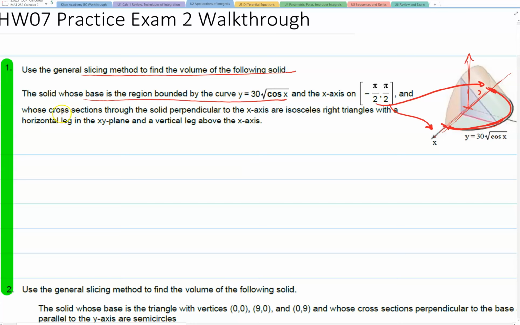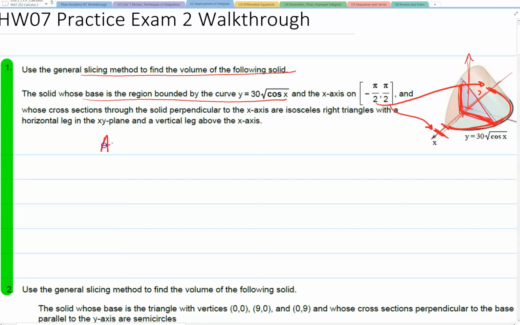we're going to create a cross-section of the three-dimensional shape that are perpendicular to the x-axis, so 90 degrees to the x-axis, and isosceles right triangles with a leg in the xy plane, and also the vertical leg is above the x-axis, so it's kind of perpendicular to the plane as it is. So we've got a nice picture of the triangle that's being represented here. I think we can work with that.